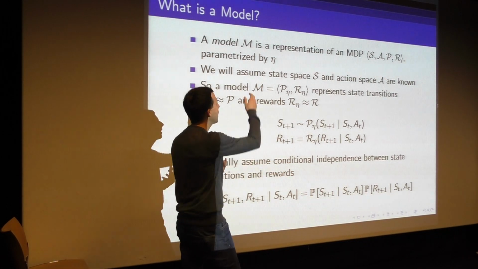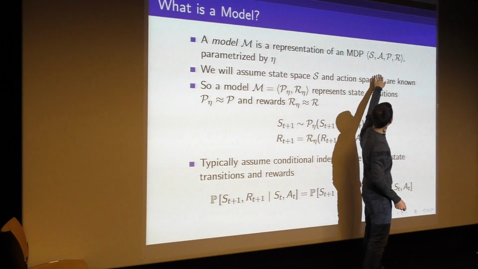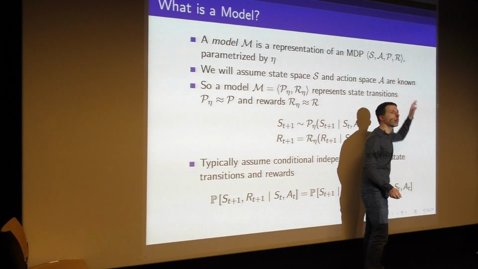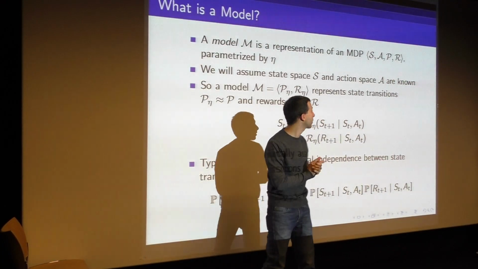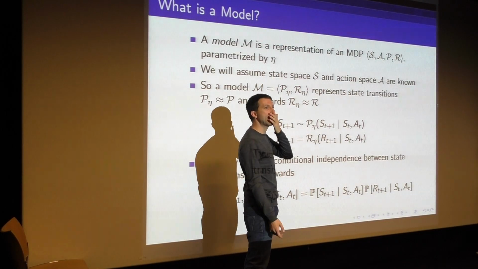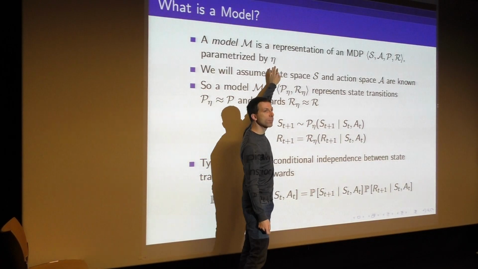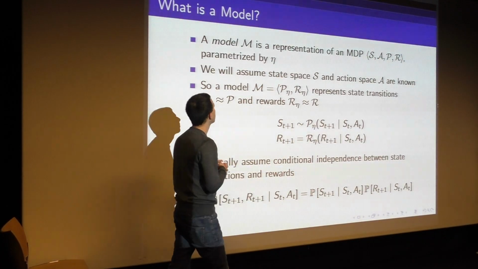So let's say that there's some representation of an MDP with some state space, action space, transition probabilities, and reward function. That was our definition of MDP from earlier in the course. And we're going to parameterize this. Think of this as maybe a neural network that we're trying to learn with some parameters. And we'll use these parameters eta to represent our model.